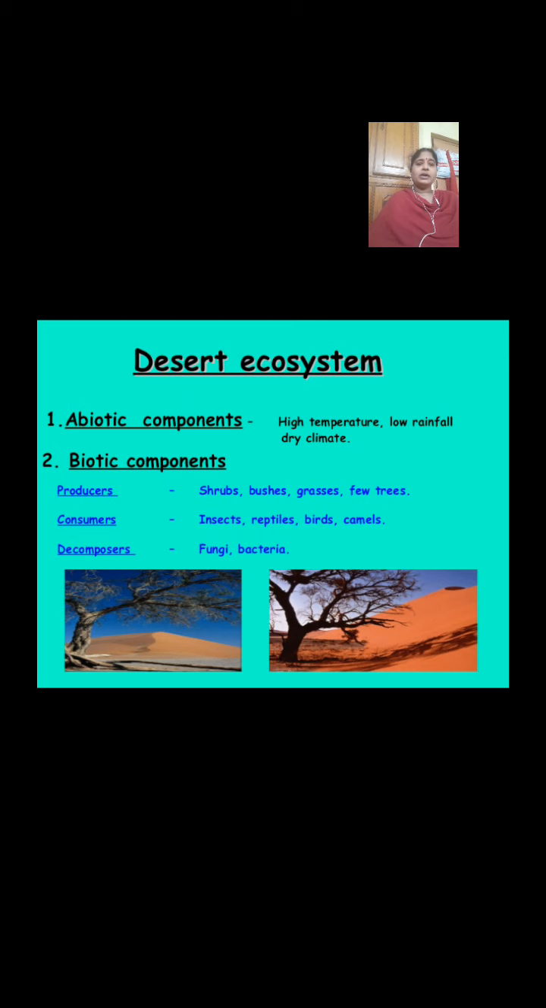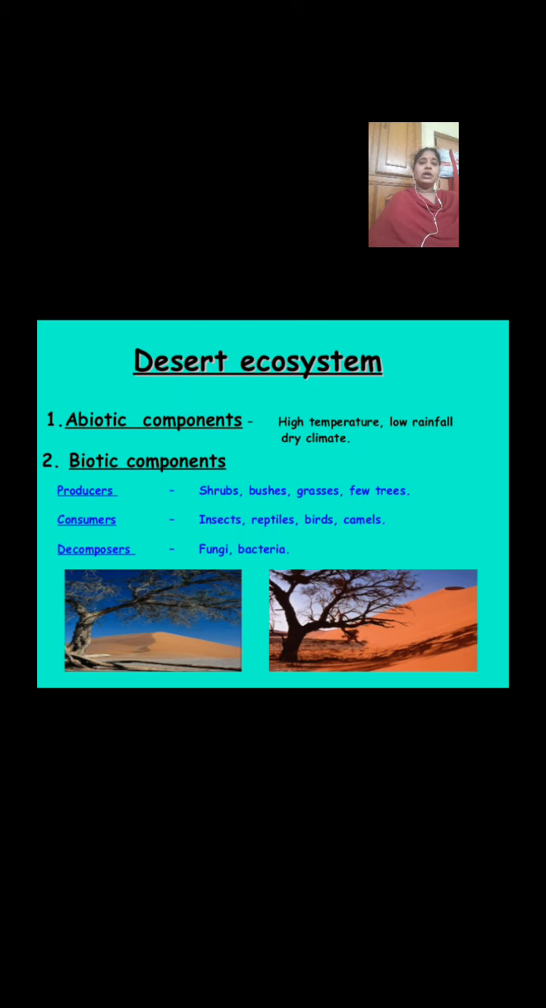Okay, so now coming to consumers. What is the most common animal that comes to your mind when we talk about desert? Yeah, very good. It is nothing but the camel. So camel, snakes, lizards. Snakes and lizards are called reptiles. A few varieties of birds, insects, and a kangaroo rat, fennec fox. These are a few examples of the consumers present in the desert.